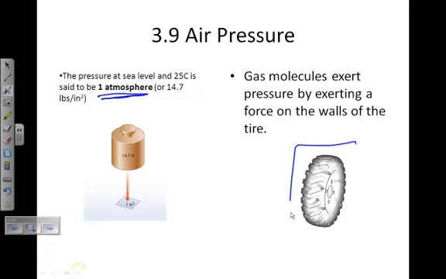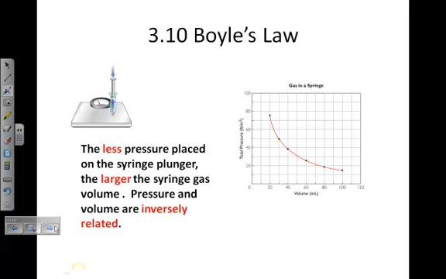This is a picture of how gas particles fill up the tire in a car. You do notice that when you push on a car tire, it takes a lot of force to push on it, and you're feeling the gas particles pushing back against you as you push on the tire. So, tire pressure.